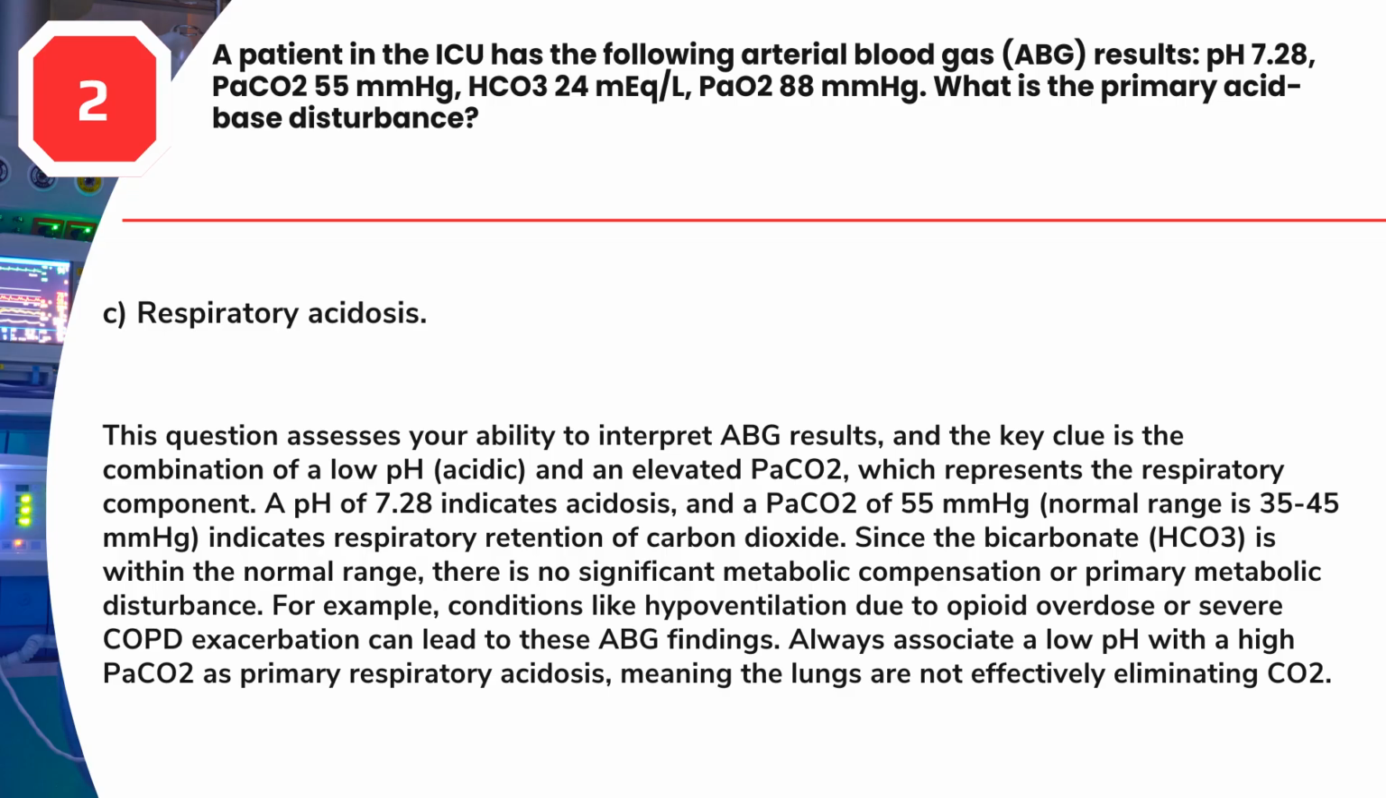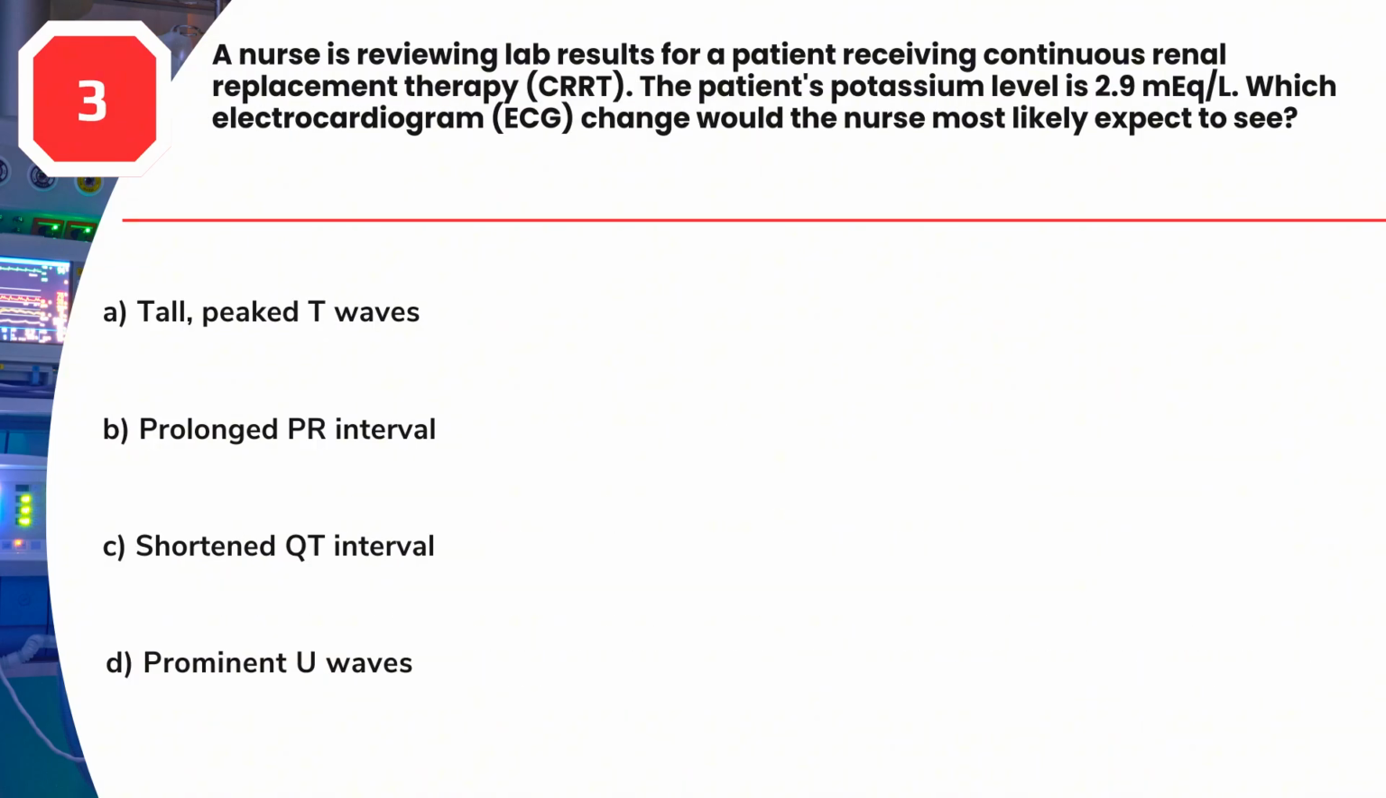For example, conditions like hypoventilation due to opioid overdose or severe COPD exacerbation can lead to these ABG findings. Always associate a low pH with a high PaCO2 as primary respiratory acidosis, meaning the lungs are not effectively eliminating CO2.